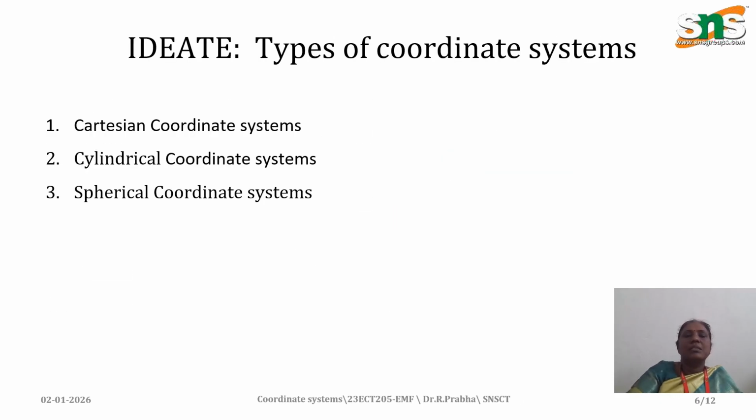So the next is the ideate part. Here we are going to describe the different types of coordinate systems. The first one is Cartesian, also called the rectangular coordinate system. The second type is the cylindrical coordinate system. The third type is the spherical coordinate system. And these three coordinate systems depend upon the shape of the quantity we have taken.